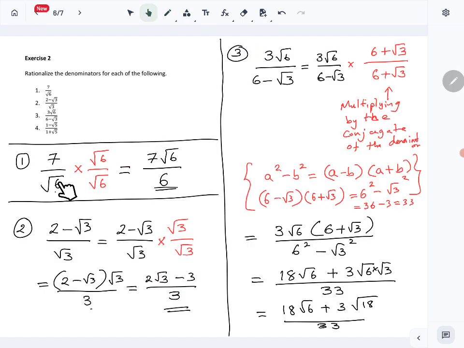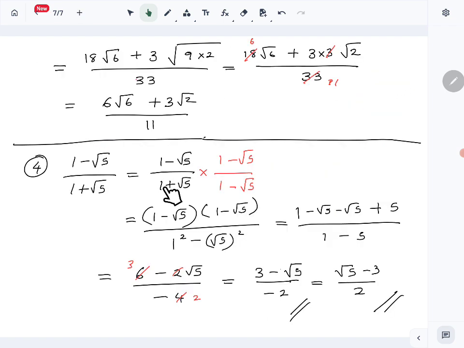If it is just a single surd, you just multiply both the numerator and the denominator by that. If there's more than one term with a surd in the denominator, you multiply by what? Multiply the numerator and the denominator by the conjugate of that. Conjugate is what? You just change the middle sign. Minus becomes plus. In this question, it was plus, no? So plus becomes minus, right?